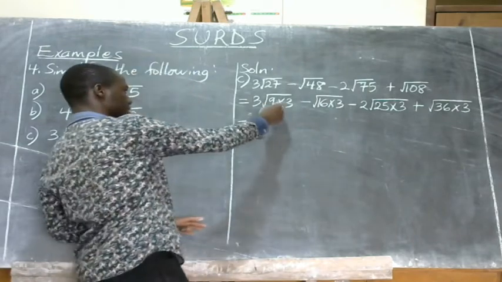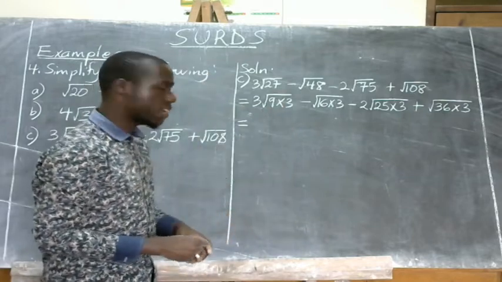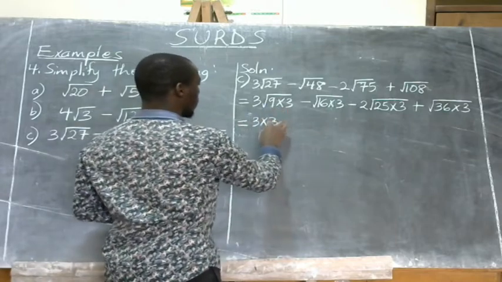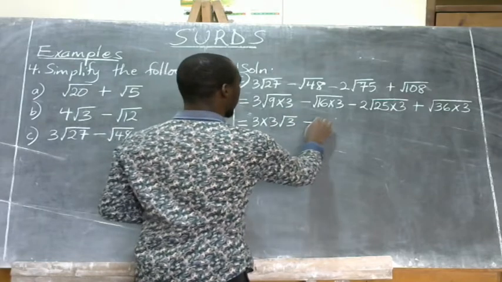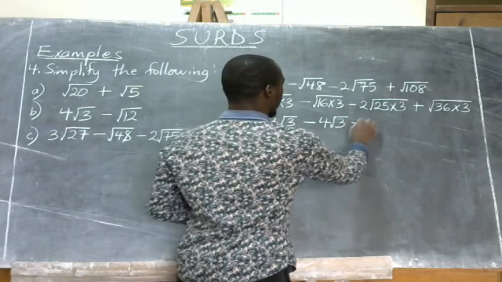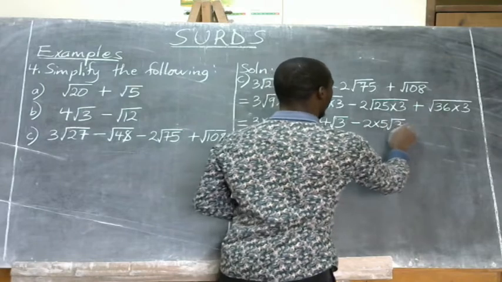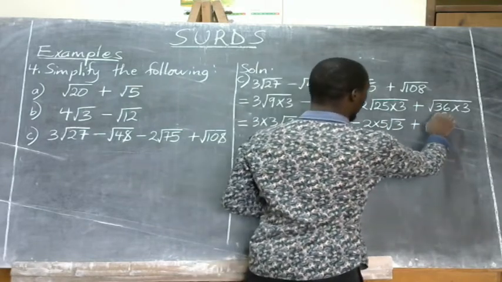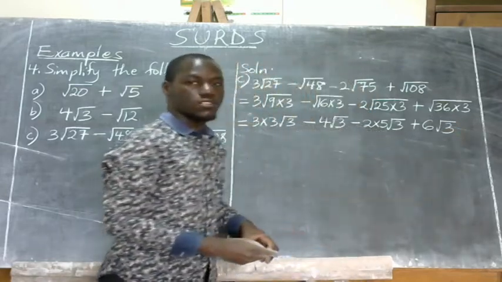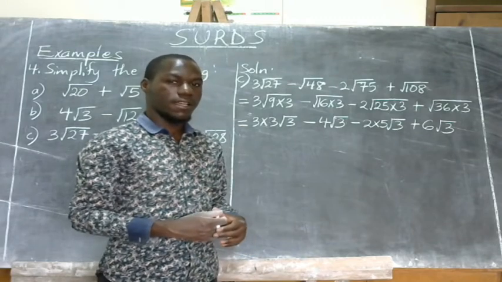Then now I start simplifying, that is taking the square root of those square numbers there. So this is going to be 3 times square root of 9 is 3, then root of 3 minus square root of 16 is 4, root 3 minus square root of 25 is 5, root of 3, then plus square root of 36 is 6 times root of 3 there. So you can see under the root, I'm only left with a uniform number, that is the 3.